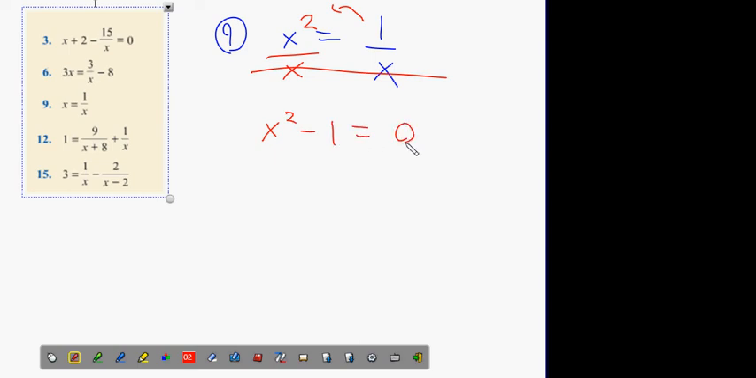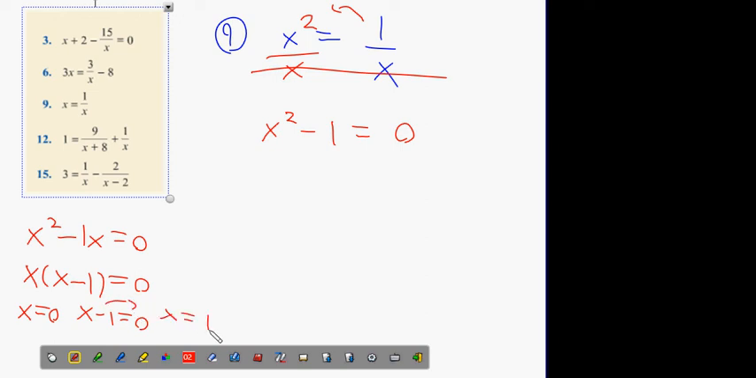Now guys, there's a similar question. A lot of people get this one wrong, because they treat it like this. I'm writing down a question that looks similar to this one, but its answer is completely different. How did you do the one I've just written down? x times x minus 1 equals 0. Then x equals 0 or x minus 1 equals 0, and then x equals 1.